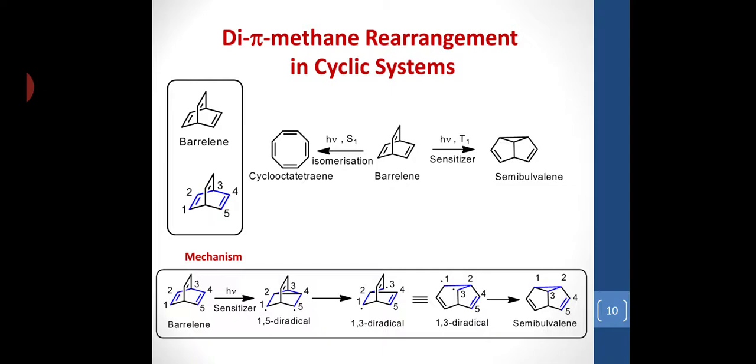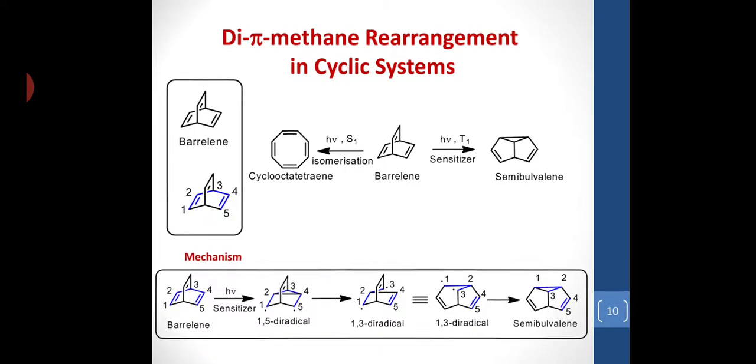First, pi-pi star excitation leading to the formation of 1,5 diradical with simultaneous bond formation between C2 and C4 carbons. Then formation of 1,3 diradical by homolytic cleavage of C3-C4 or C2-C3 bond. Finally, 1,3 diradical joins to give semibullvalene.